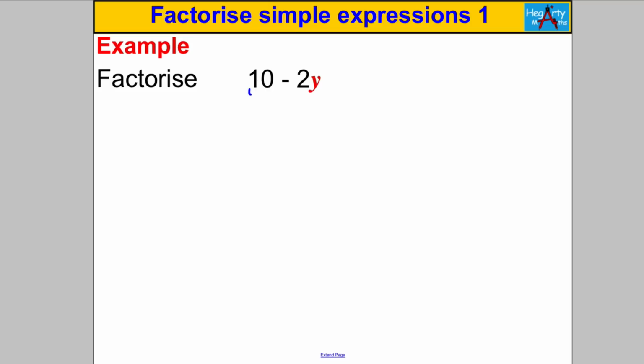Right, we look at 10 and we look at 2, and the highest common factor of those is indeed 2. And there's no algebra here and just a y here, so we're ready to open up our bracket. 2 times what gives me 10? Well, it must be 5. 2 times what gives me negative 2y? It must be negative y. And times it out, 2 times 5, 10. 2 times negative y is negative 2y.